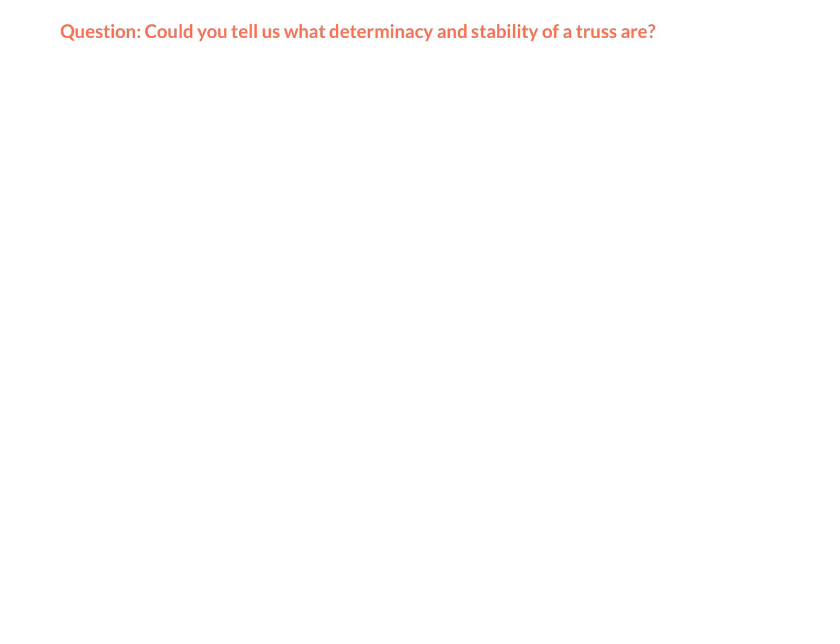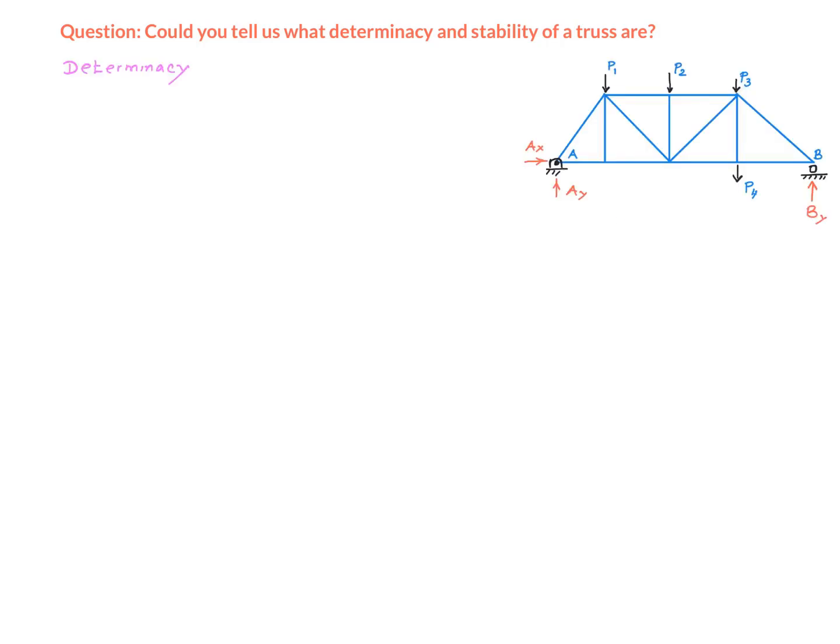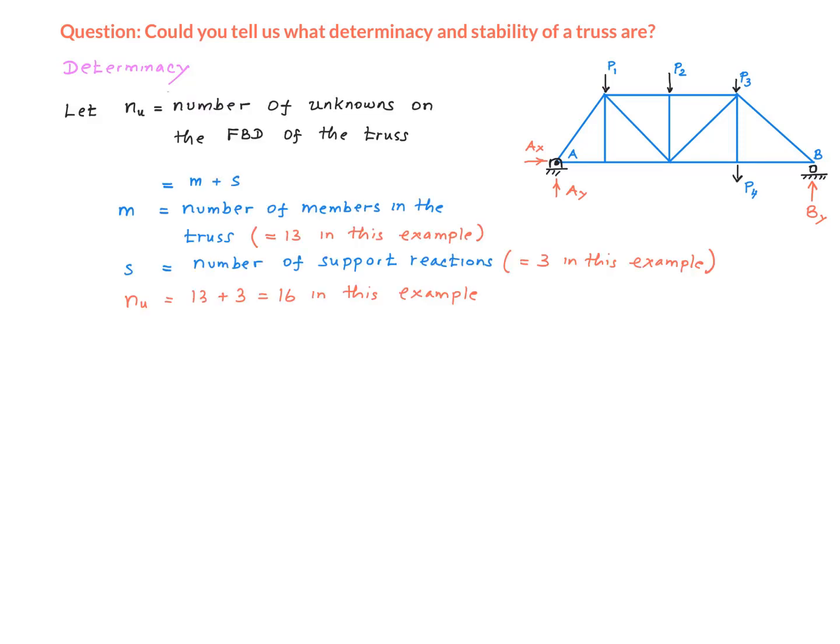The question that I have is, could you tell us what determinacy and stability of a truss are? And we'll keep this typical truss on the side for reference. Each problem, such as this truss problem, has a certain number of unknowns associated with it, right? So let's call that n sub u.